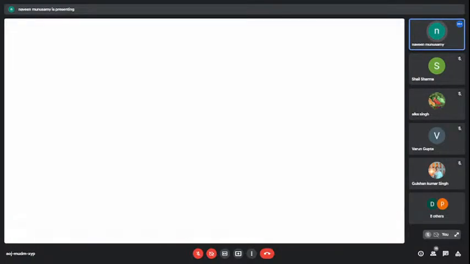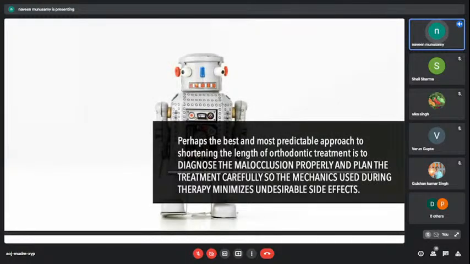So finally, to conclude, what is the best method to increase the rate of tooth movement? This is the conclusion from my presentation. Perhaps the best and most predictable approach to shortening the length of orthodontic treatment is to diagnose the malocclusion properly and plan the treatment carefully, so that the mechanics used during therapy minimize the undesirable side effects. Automatically, you will get the treatment in the minimal possible time. So that's the conclusion of my presentation.